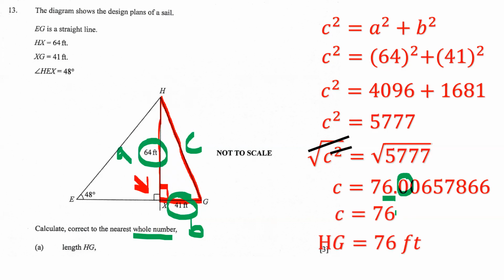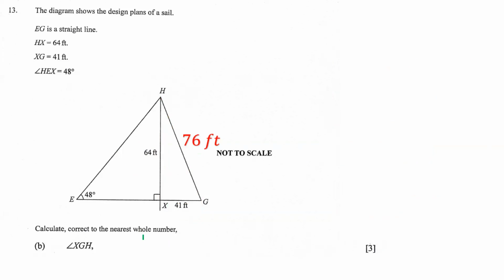Okay. So we got the length of HG. Let's move on to the next question. Here they want us to calculate, to the nearest whole number, the angle, this is the symbol for angle, the angle XGH. So we have X, G, and then H. So we want to zoom in on this triangle.